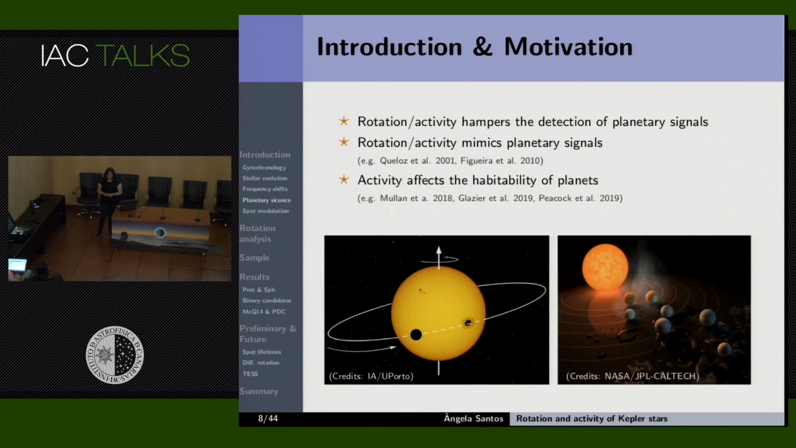And if you care more about exoplanets and stars, rotation and activity is also important for exoplanet science. Basically, rotation and activity can mimic and hide the signal from exoplanets, and they also affect the habitability of the exoplanets. So it's also important to better characterize these stars.